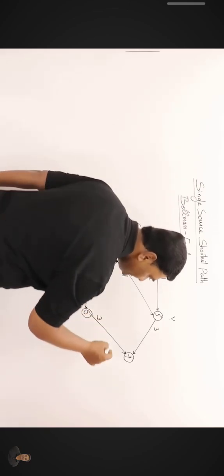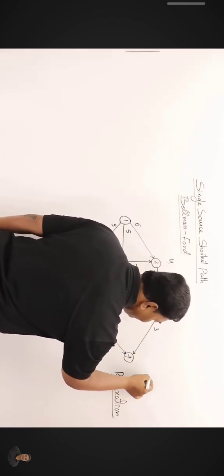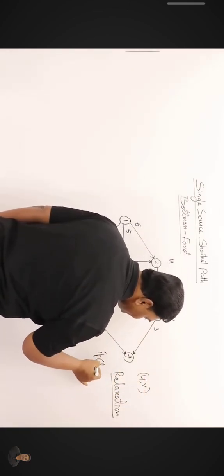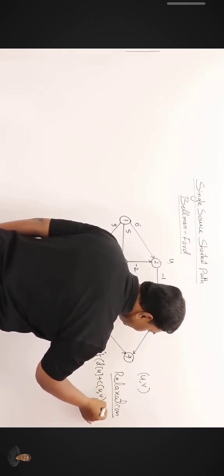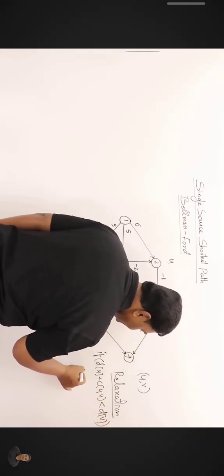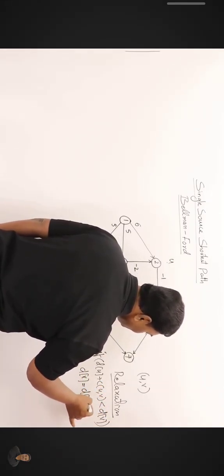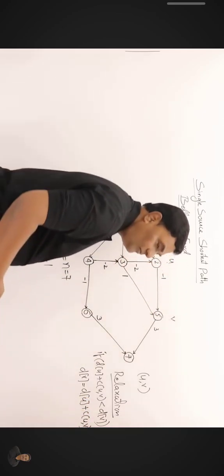So relaxation means what? Between a pair of vertices u comma v, if there is an edge, then check if the distance of u plus cost of an edge u comma v is less than distance of v. If so, then change the distance of vertex v to distance of u plus cost of an edge u comma v. I will explain you while solving this.